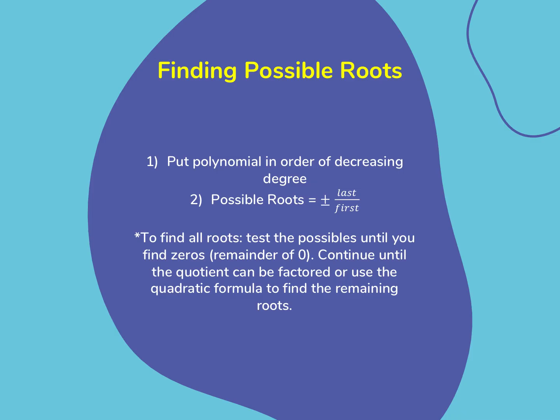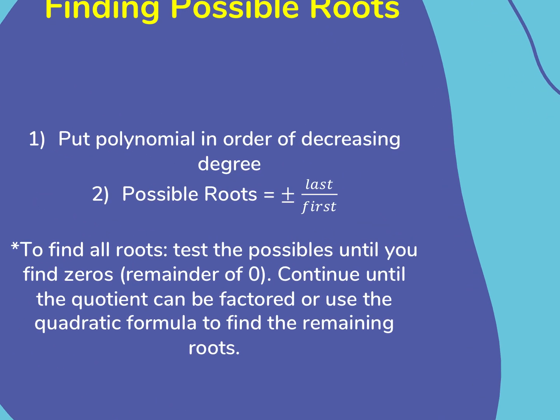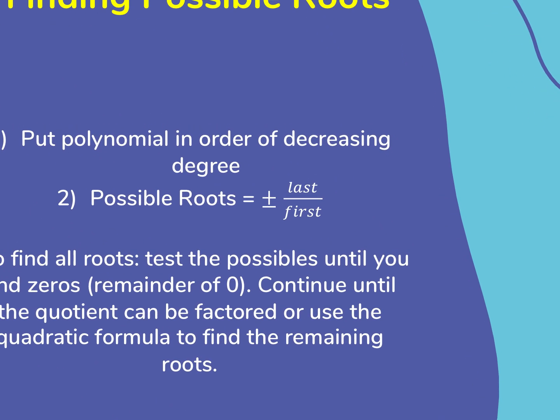Now the process is you're going to put your polynomial in decreasing exponent order, so put it in standard form, and then you're going to find the possible roots. We're going to narrow it down. And what this means is plus or minus the last over the first: factors of the last term over factors of the leading coefficient, or the first term.